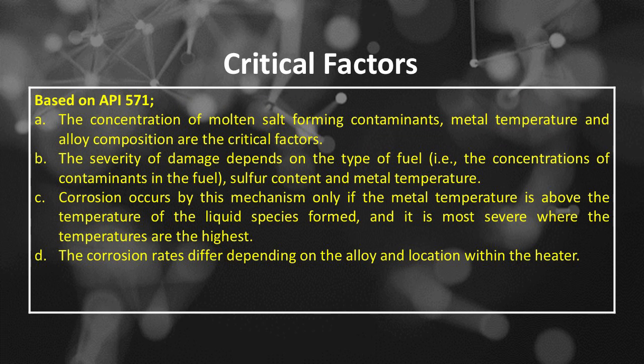Fuel ash corrosion critical factors, based on API 571. Number A: the concentration of molten salt forming contaminants, metal temperature, and alloy composition are the critical factors. Number B: the severity of damage depends on the type of fuel, such as the concentrations of contaminants in the fuel, sulfur content, and metal temperature.